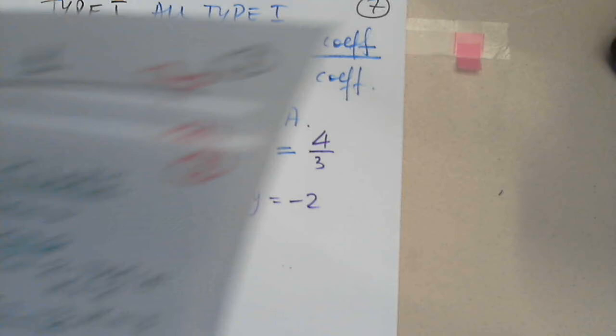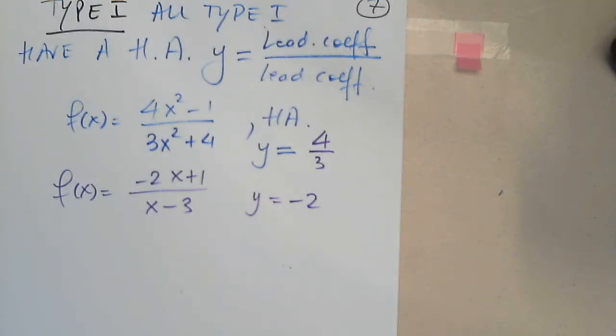So, I have a question real quick. Sorry, if that was on a test and you just asked for the horizontal asymptote, would we have to write y equals 4/3 or just 4/3? No, the horizontal asymptote is a line, so you have to write y equals. Okay. Yes. Just making sure.